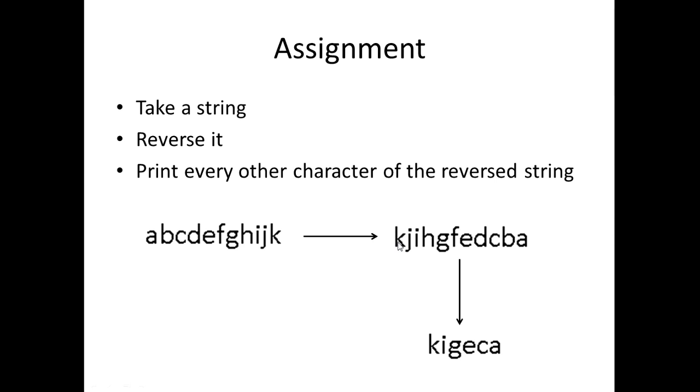Basically, we're going to start off with this K, and then skip a character and print this I out. And then we do this for the entire length of the string. So we should get this string right here: K-I-G-E-C-A. To walk you through this, we go K, get I, skip H, get G, skip F, get E, skip D, get C, and skip B, and then get A. And this is ultimately the result that we want. I'm going to show you how to write the code to achieve this. So let's get right to the code.